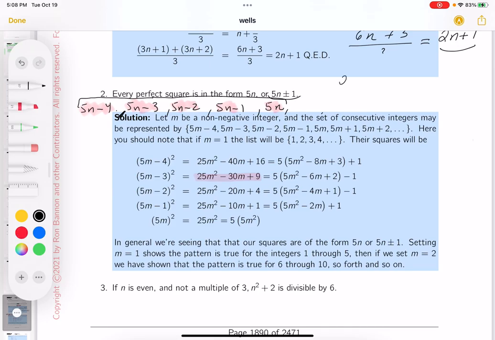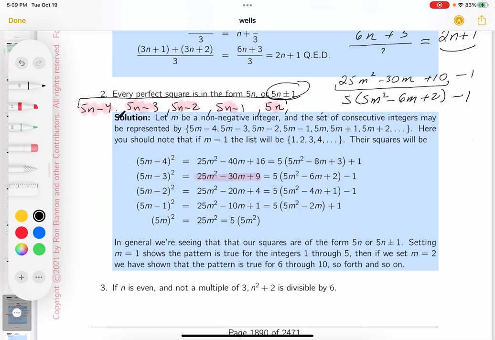So let me write this down for you. 25m squared, let's see, minus 30m. And that 9 bothers me. I got to make it a multiple of 5. So I'm going to say 10 and then minus 1. That's certainly 9. This is a multiple of 5. What do I mean by that? 5 times (5m squared minus 6m plus 2) minus 1. So I've shown this again. I got the multiple of 5 minus 1.